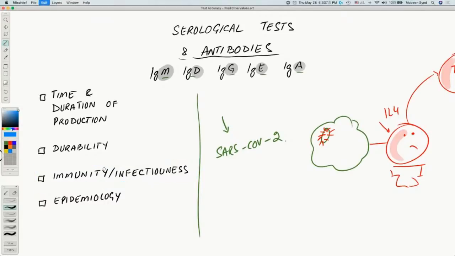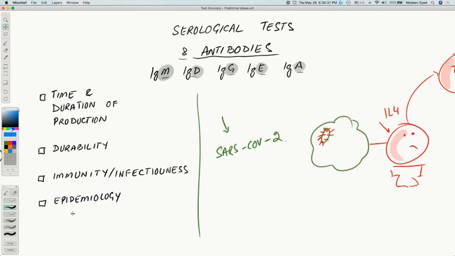And finally, what is the real benefit of these tests? The real benefit of these tests at the moment is epidemiology: trying to figure out how many people are positive in a given society, in a given slice of society, to then understand the prevalence, and from there to understand whether herd immunity is developing or not developing, how much it is developing, and so on.